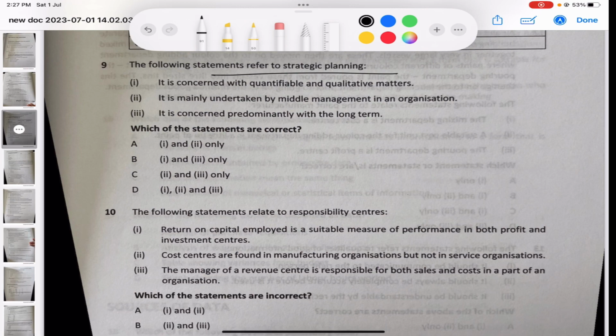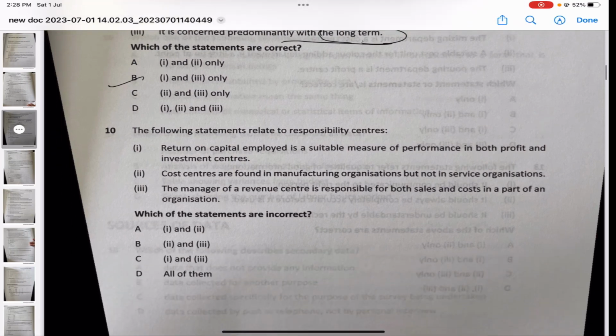So the first thing we know is that long term things are always coming under strategic planning. Now what else is correct? Middle management is tactical management, so this will obviously not be your answer, right? So the answer is 1 and 3, because strategic planning will use both quantitative as well as qualitative information, and at the same time it is predominantly in the long term only. So my answer is B.